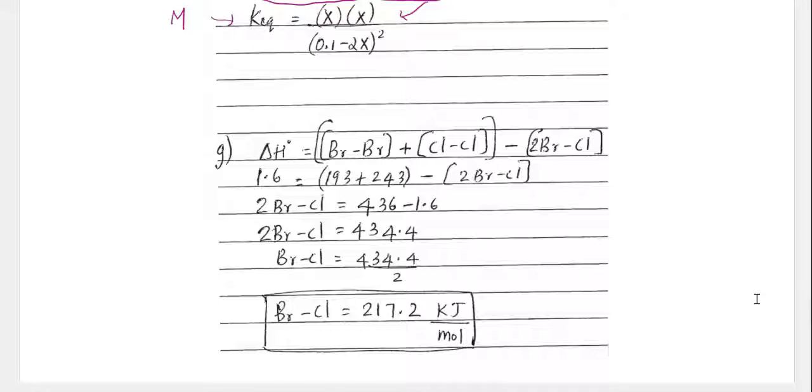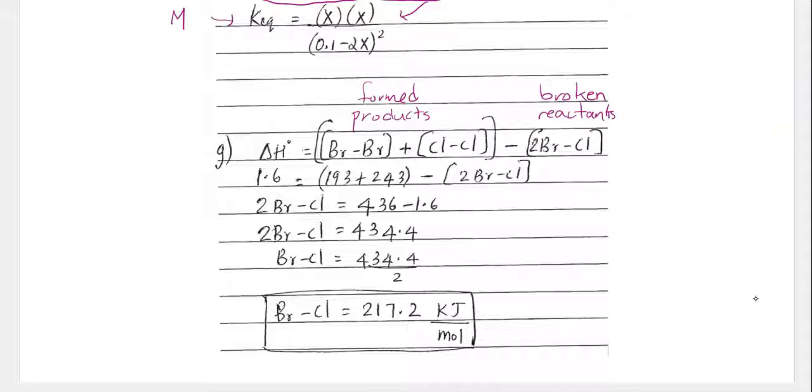Delta H. So they did products, or the bonds that are being formed, minus the reactants, or the bonds that are being broken. And so that is not the correct setup.